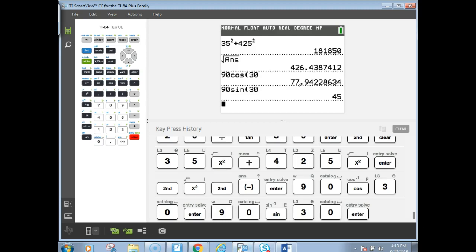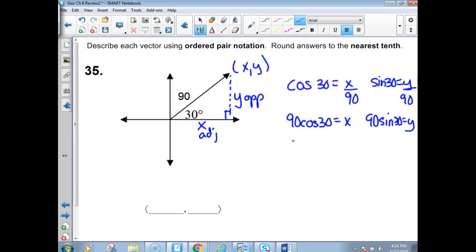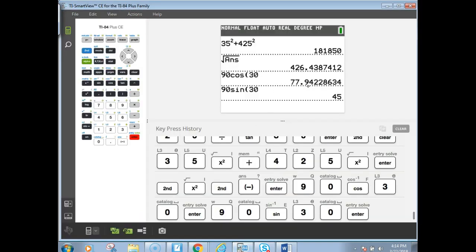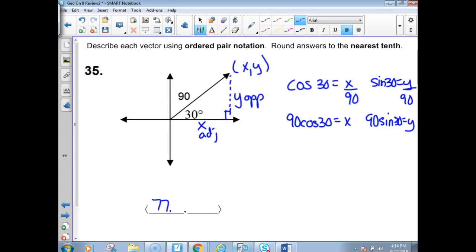And I got 77.9 and 45. That does not seem to go together. Oh, those are lengths. Duh. Just thought that reminded me of angle measures. So back to the calculator. I got 77.9 for the x value and 45 for the y value. Now we have to think about what quadrant we're in, but we are in quadrant 1, so both of these are positive. So that's the final answer.